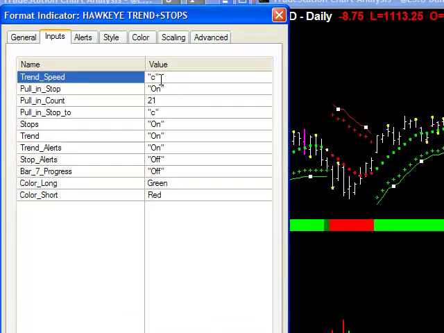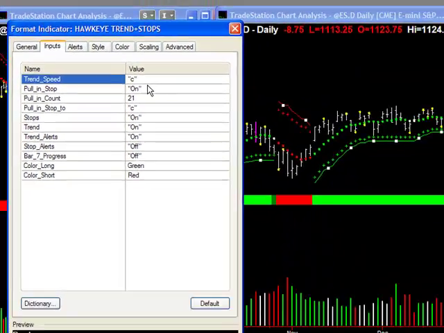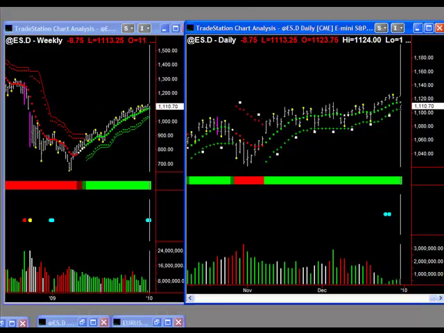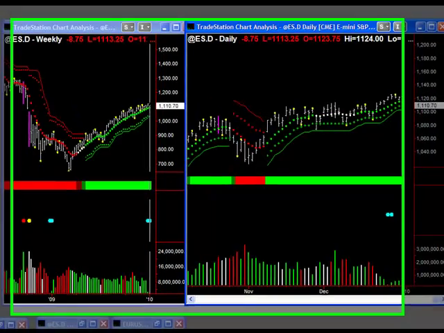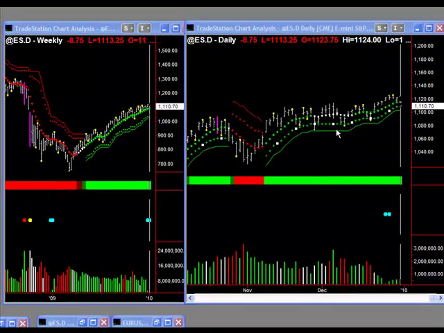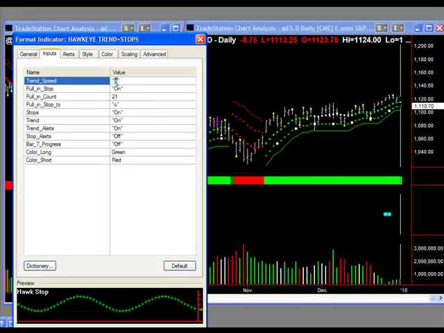You have three inputs: conservative, normal and aggressive. So you can tighten up your trend dramatically if you go to A for aggressive. But like everything, there's a payoff in trading. If you tighten it up too much, you're going to get stopped out. I happen to like it set to conservative.